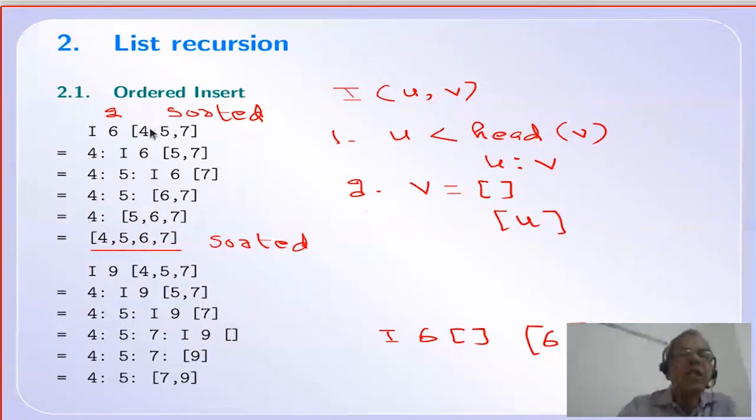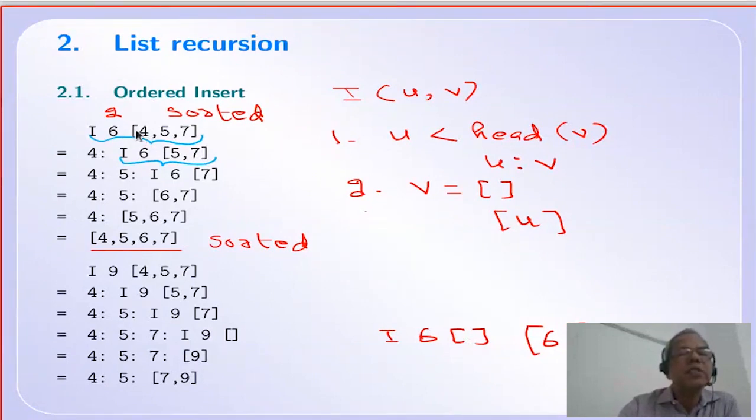Otherwise, 6 is not less than 4. So divide or break the list into head and tail. The problem of insert 6 into 4, 5, 7 can now be reduced to insert 6 into 5, 7. 4, 5, 7 is the given input. 5, 7 is the smaller input. We have already seen that in a recursive call, the input size should be strictly less than the input size of the original call.